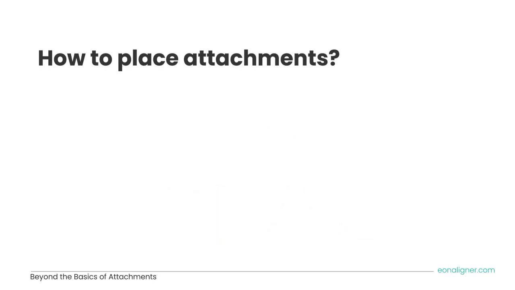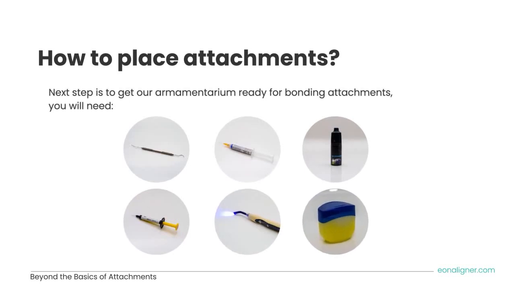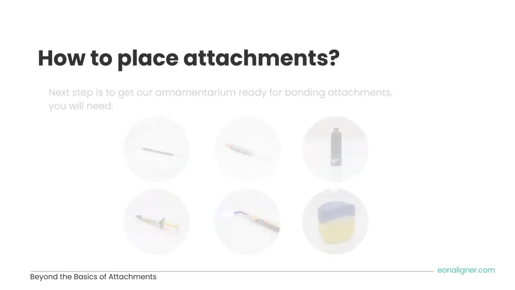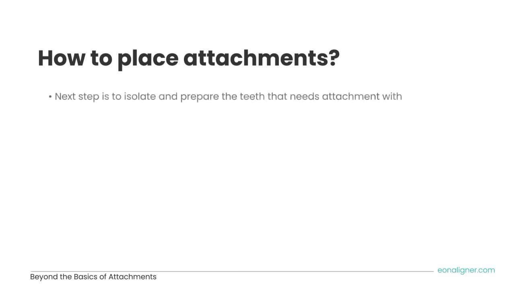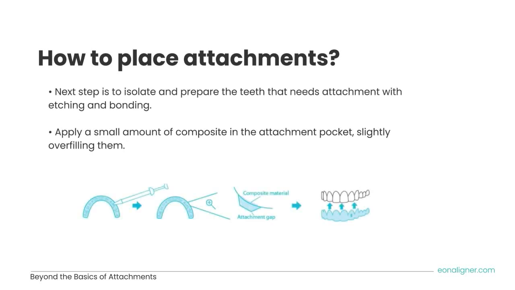The next step is to get our armamentarium ready for bonding attachments. You will need a dental explorer, etching gel, bond, composite material, light cure, and an optional isolating material or petroleum jelly. Next step is to isolate and prepare the teeth that need attachments with etching and bonding. Apply a small amount of composite in the attachment pocket, slightly overfilling them.